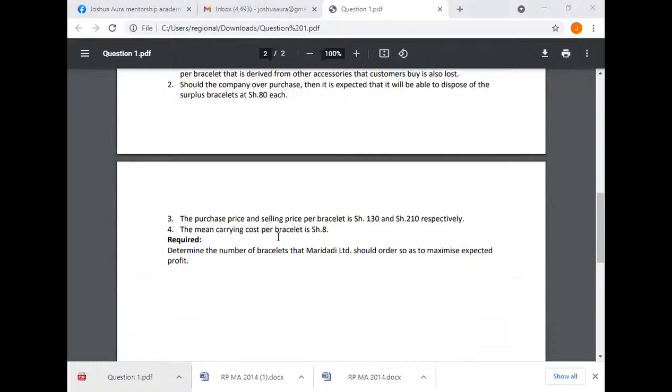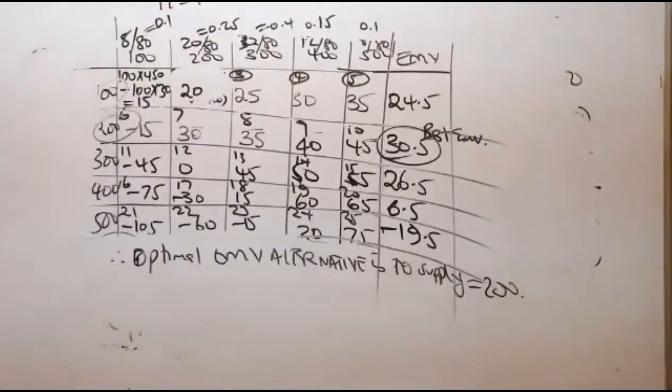The mean carrying cost per bracelet is 8. Required: determine the number of bracelets that Maridadi Limited should order so as to maximize expected profit. 15 marks. I can't remember the year, Dennis, but it is there in your past papers.